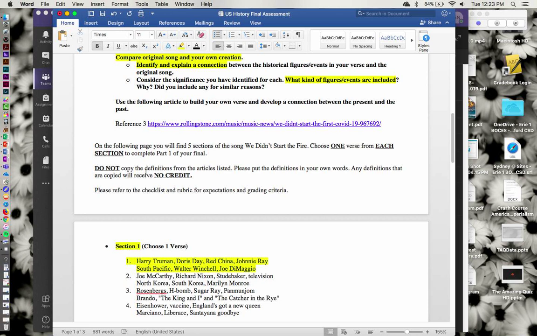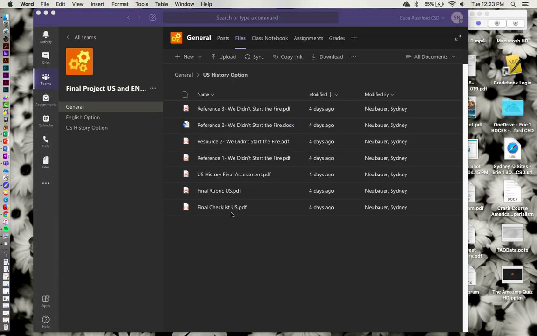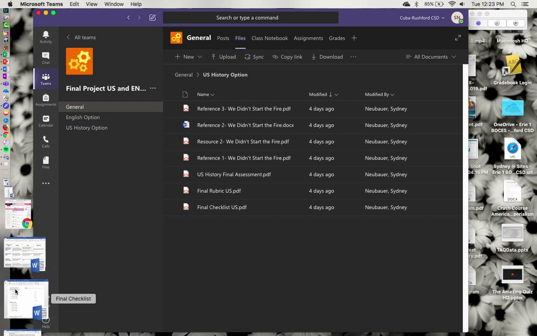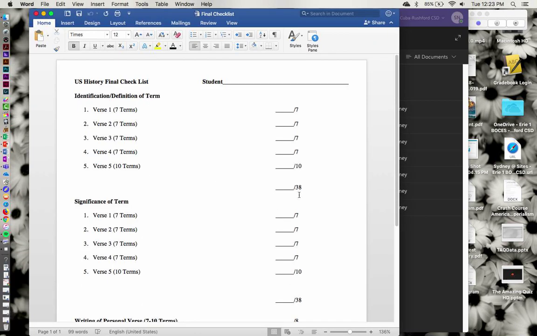Do not copy from any of the references, and I want to look at the checklist and the rubric with you as well, so you know how you're going to be graded on this project. So let's go ahead and flip to those. Those are also going to be in Teams. You can see the final checklist and the final rubric are also there. So let's look at the checklist first. This is going to be a great way for you to see, did I do this whole project? I know there's a lot of parts, there's a lot of pieces moving, so we want to make sure that we've got this down.